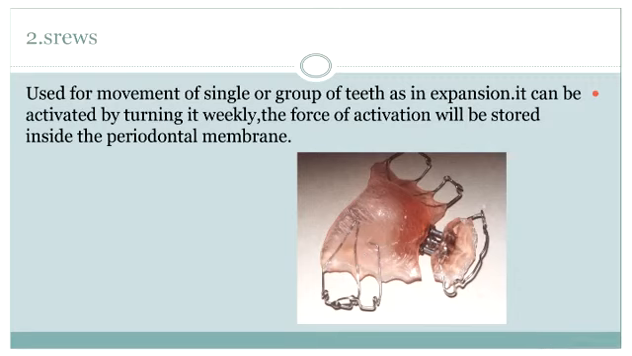The second type of active component of the removable appliance is screws. Different styles of screws are used for movement of a single tooth or a group of teeth, as in expansion, also used for anterior or bilateral posterior expansion. It can be activated by turning it weekly. The force of activation will be stored inside the periodontal membrane of the teeth.